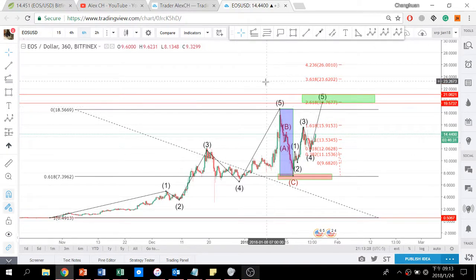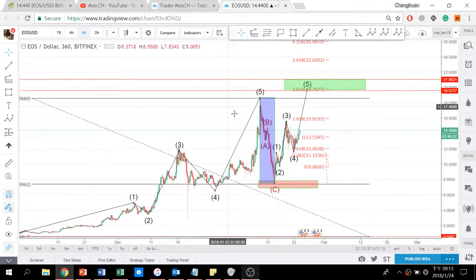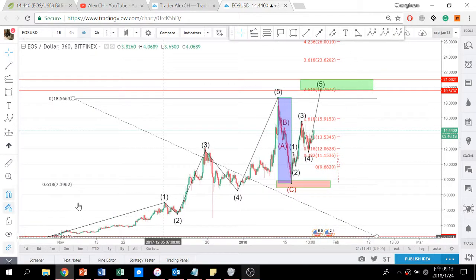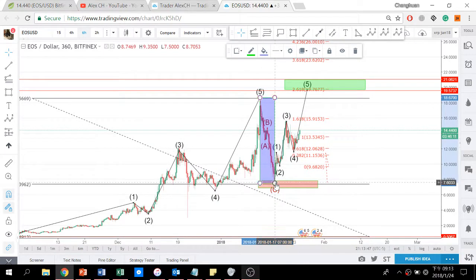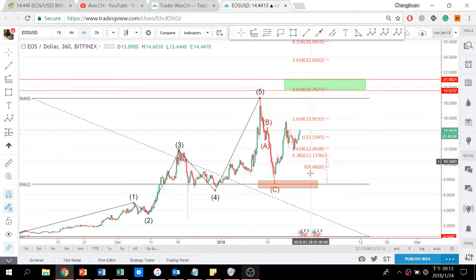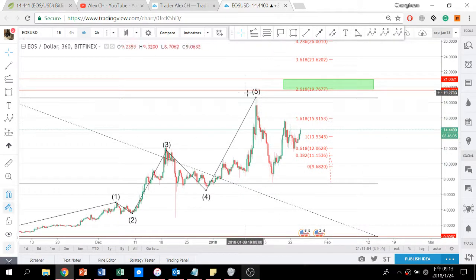Remember, if you haven't watched my previous EOS update, please ignore me. I made a mistake and my previous wave count has been invalidated. What I did not do wrong was that these 5 waves counted going up was correct. The problem came in this corrective pattern, right here.